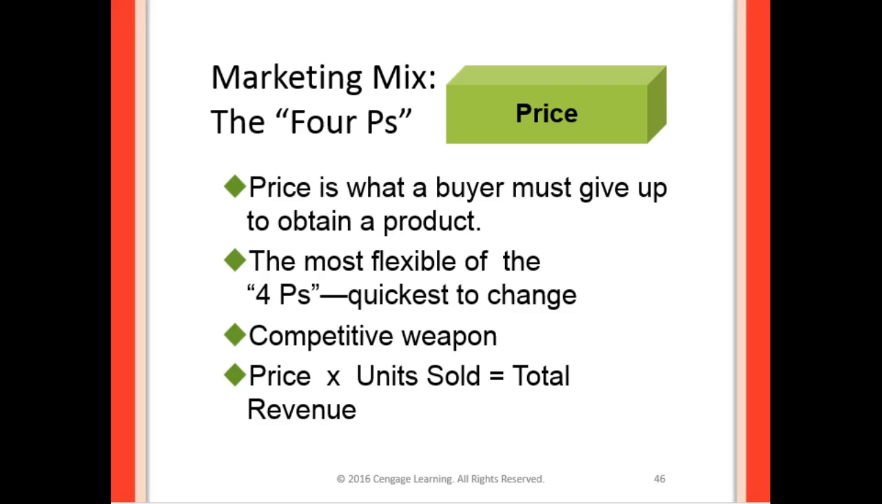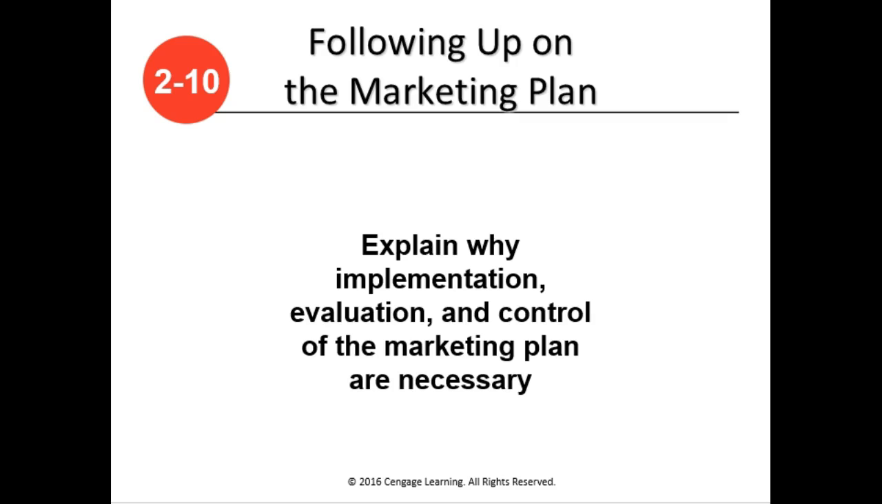And price is also, as you can see there, the third bullet down, a competitive weapon. This is one thing with it being so easy to change and to alter, and if you're able to do it very quickly, it can give you a little bit of an advantage over other companies, over your competition, and this is a very important factor or quality to some customers and consumers in the market today. Then we move on to implementation, evaluation, and control.